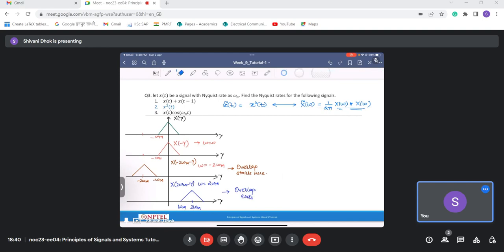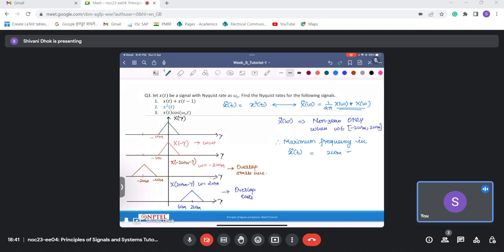So from this what we can say is this x tilde of omega is non-zero only when this omega lies in the range of minus 2 omega m comma 2 omega m. Then in this situation, the maximum frequency in x tilde of t is 2 times omega m, which is equal to omega naught, which means that the Nyquist rate is equal to 2 times omega naught. Okay, fine.